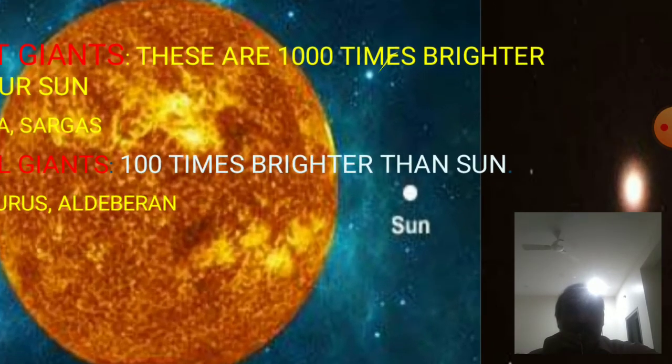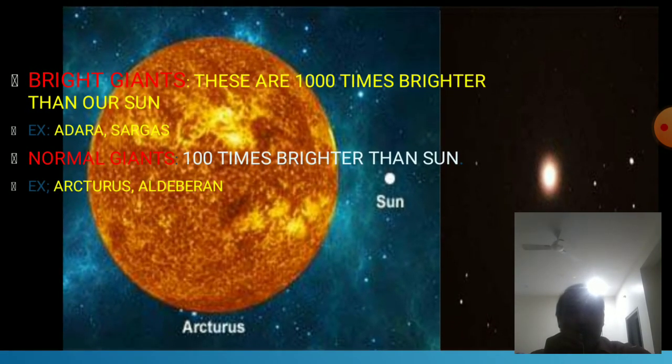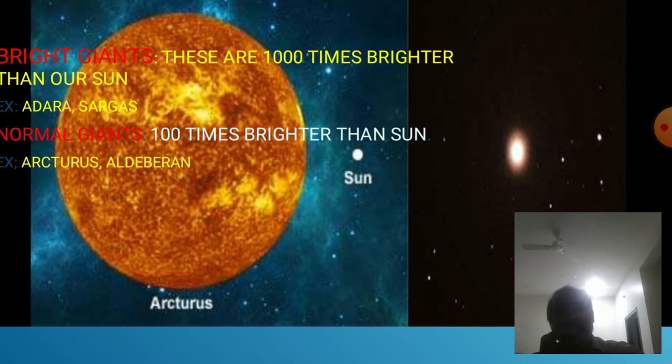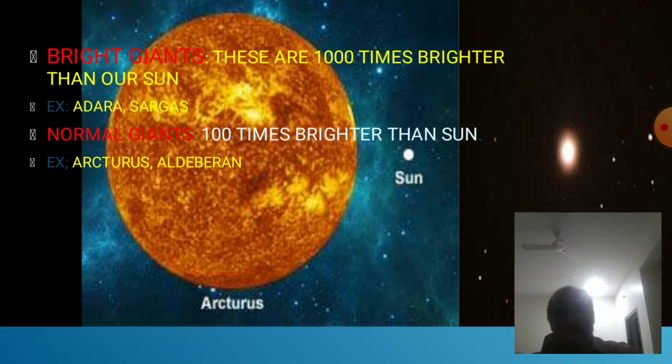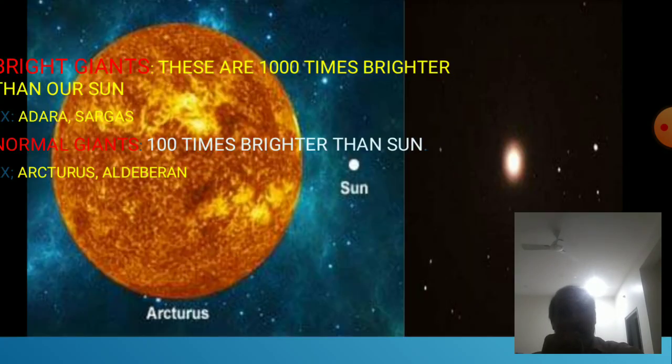Next, bright giant star. In the background, Arcturus is one of the bright giant stars. These are 1000 times brighter than our sun. Example, Hadar and Sargas. Next, normal giant. These are 100 times brighter than the sun. Example, Arcturus and Aldebaran, which are seen on the screen. This is Arcturus and this is Aldebaran.